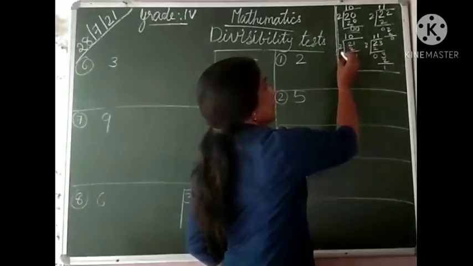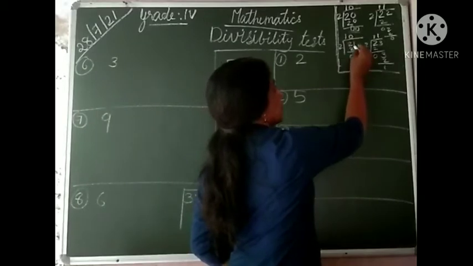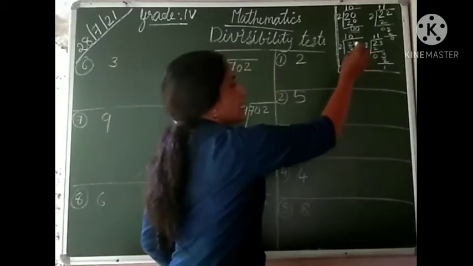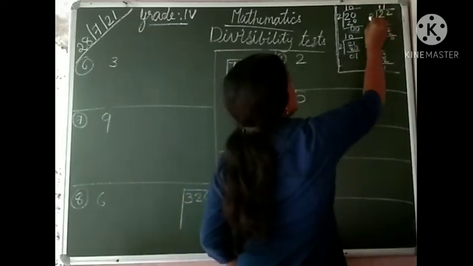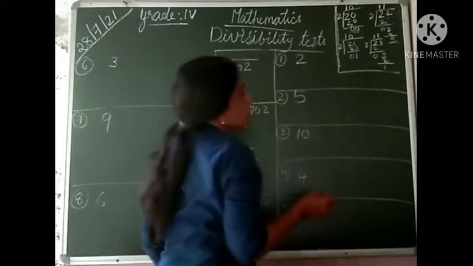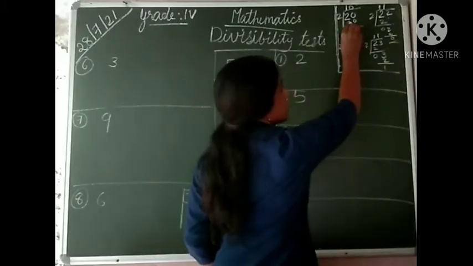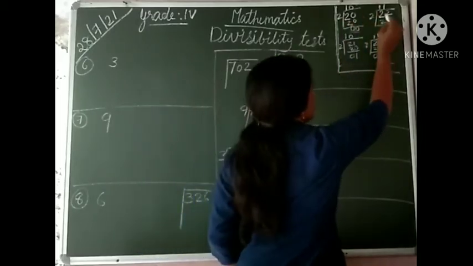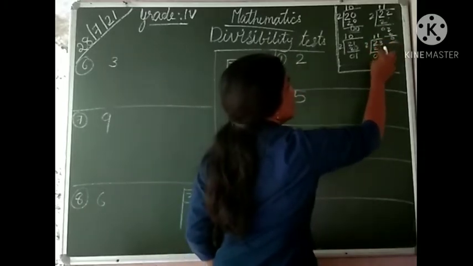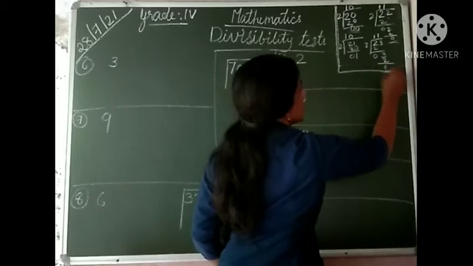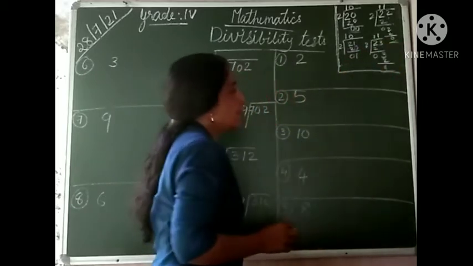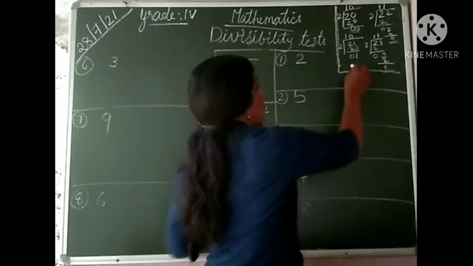If you are taking 21, yes, 10 twos are 20 and what is the balance? 1 is there. Again 22. 11 twos are 22. Then what is the balance? 0. So we can say 20 is divisible by 2. 22 is divisible by 2. 23. 11 twos are 22. What is the balance here? 1. In this case 21, 23, etc. We got the remainder as 1.